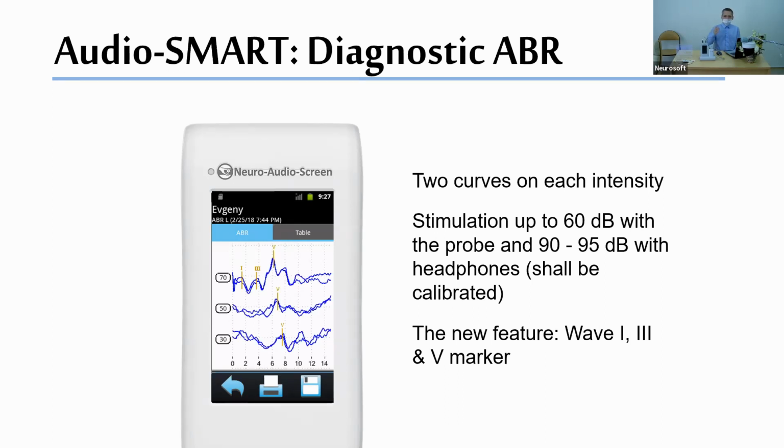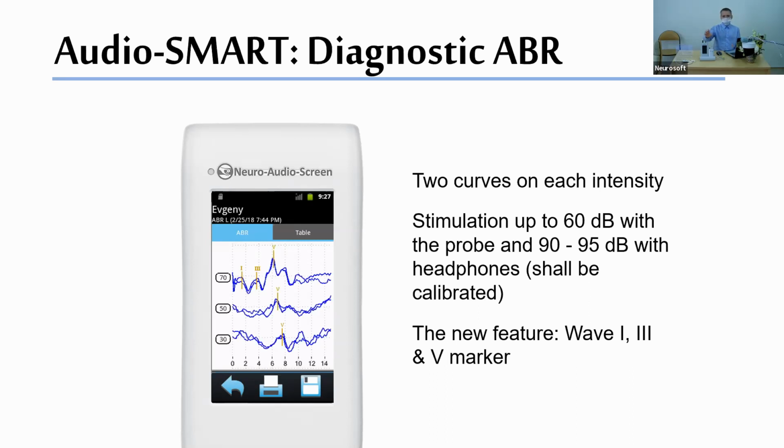It can also show you the ABR waveform. You can put the wave markers, wave 5 and other markers. Stimulation can go up to 60 dB with the probe, and if you need higher intensity, it is possible with headphones.